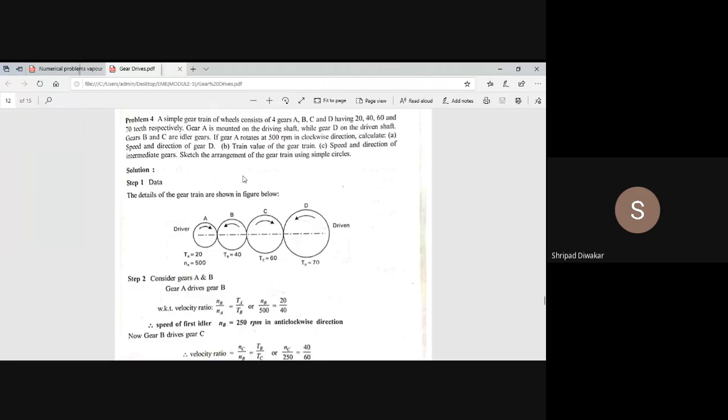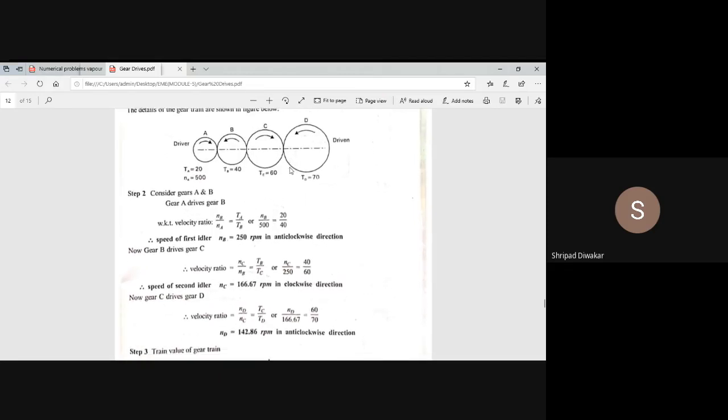In the previous problems we found only the speed of the last gear, but in this problem they asked how to find the speed of the intermediate gears. Sketch the arrangement of the gear train using simple circles. First, draw 4 circles in increasing order, because the numbers of teeth are increasing: TA is 20, TB is 40, TC is 60, and TD is 70. First one is clockwise, second ACW, third CW, and fourth ACW, that is anti-clockwise.